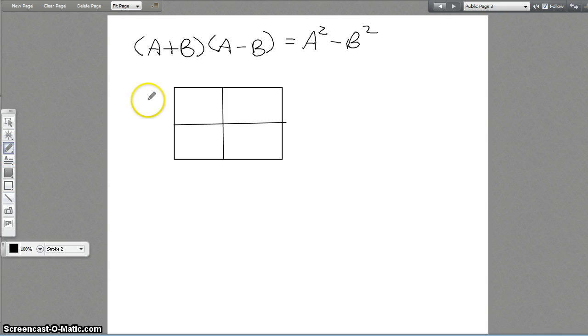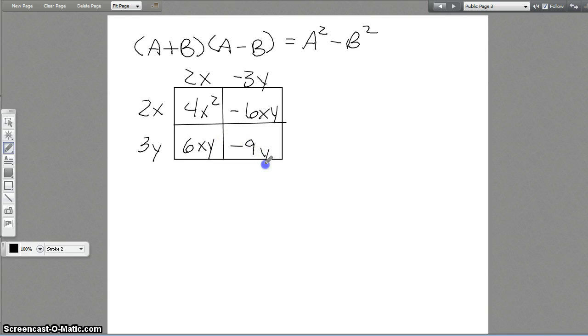Okay, so we have, I'm going to do 2x plus 3y and 2x minus 3y. 2x times 2x is 4x squared. 2x times negative 3y is negative 6xy. 3y times 2x, that is positive 6xy. 3y times negative 3y, that is negative 9y squared.